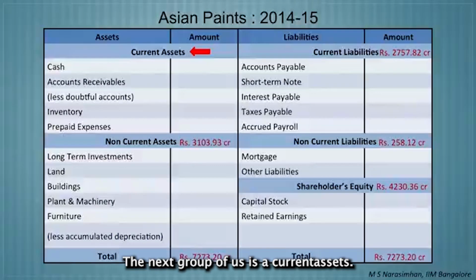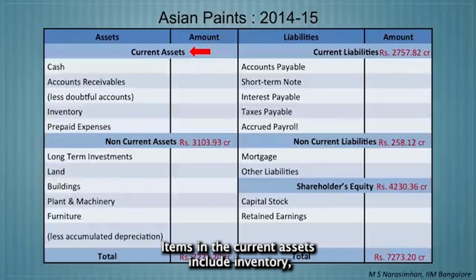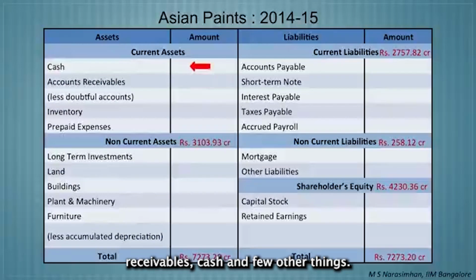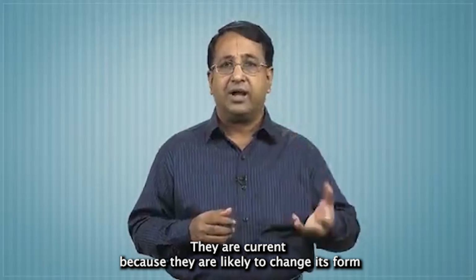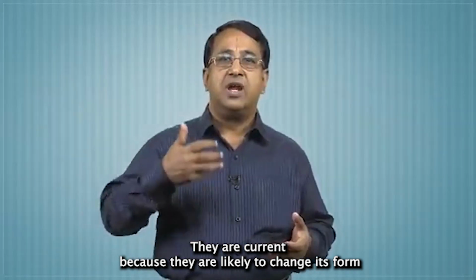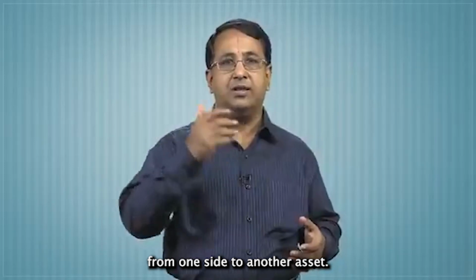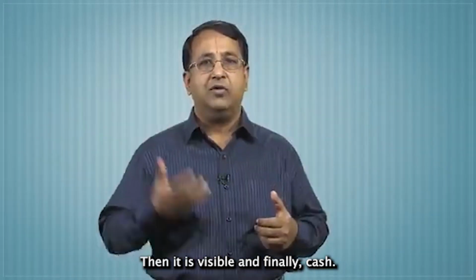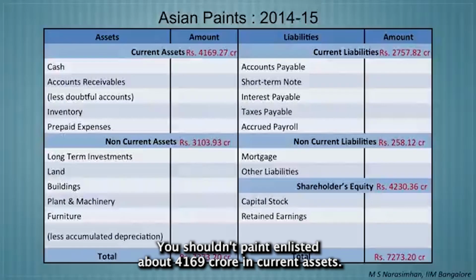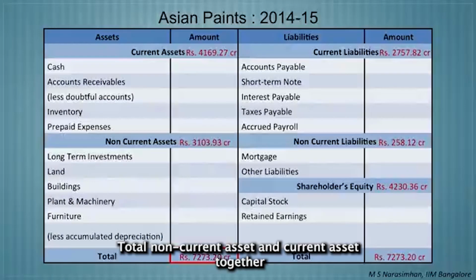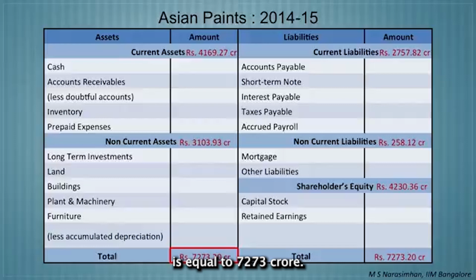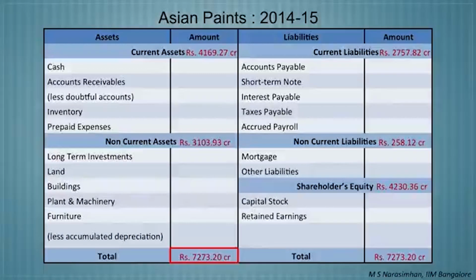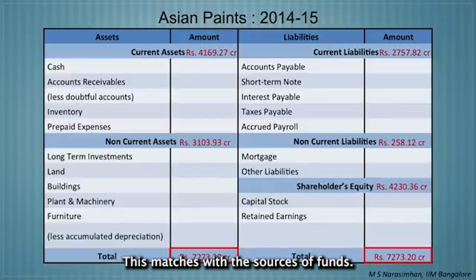The next group of assets is the current assets. Items in the current assets include inventory, receivables, cash and a few other things. They are current because they are likely to change their form from one asset to another. Today it is raw material, a few days later it is finished goods, then it is receivable and finally cash. Asian Paints invested about 4,169 crore in current assets. Total non-current assets and current assets together equal 7,273 crore. This matches with the sources of funds.